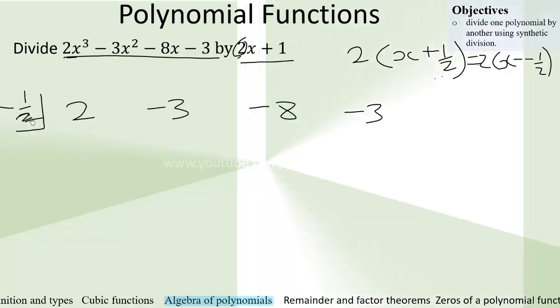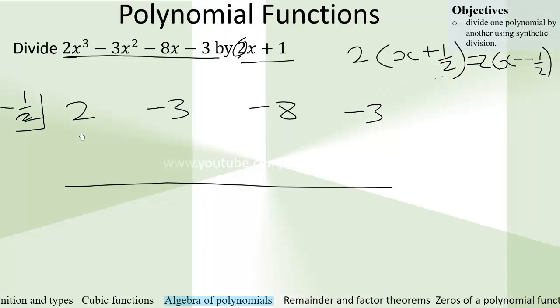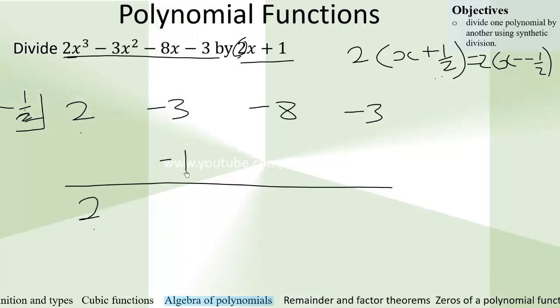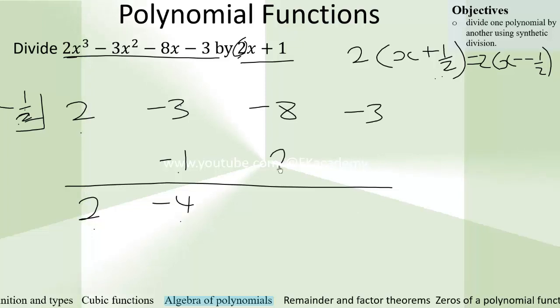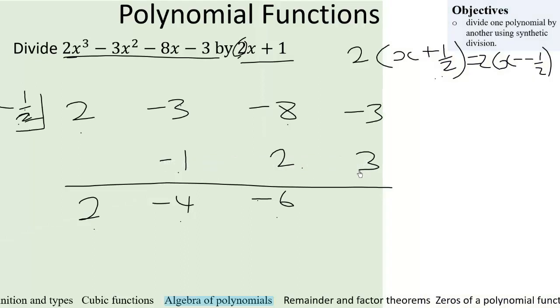So we draw a line under it and drop the 2 here. Negative half times 2 is negative 1. Negative 3 plus negative 1 is negative 4. Negative half times negative 4 is positive 2. Negative 8 plus 2 is negative 6. Negative half times negative 6 is positive 3. Negative 3 plus 3 is 0. So the remainder is 0.